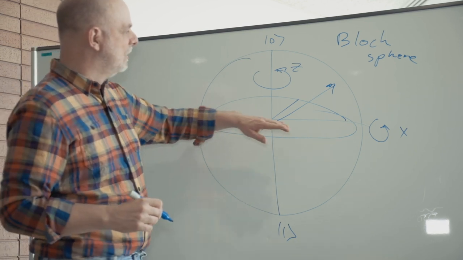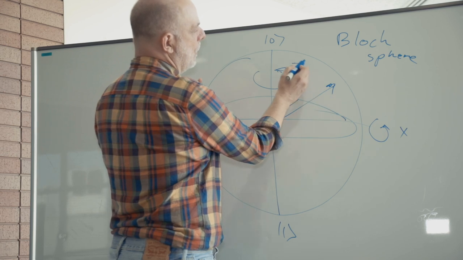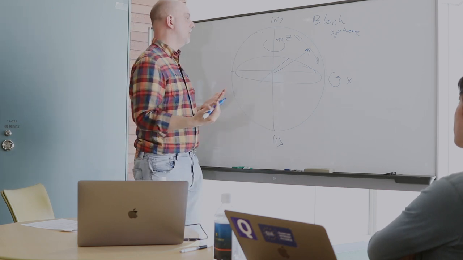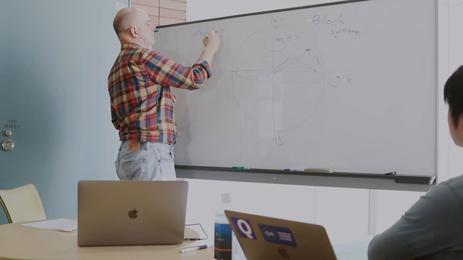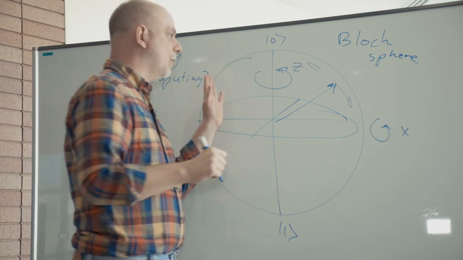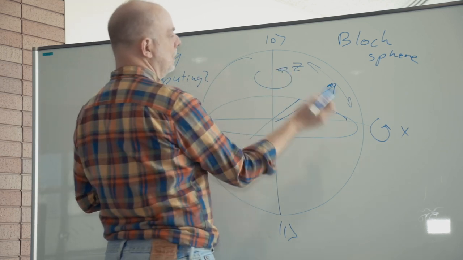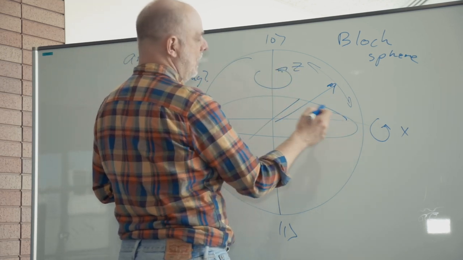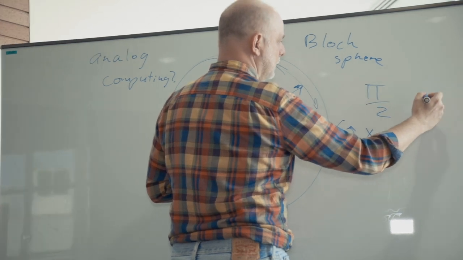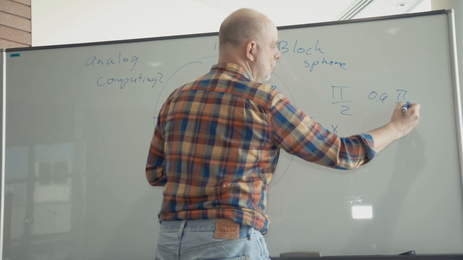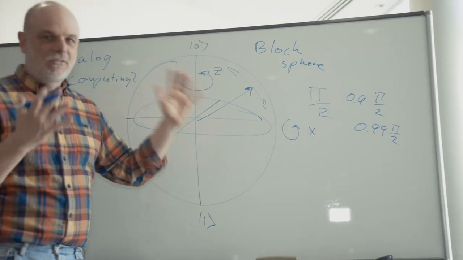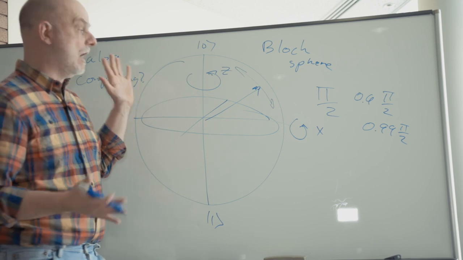Now, the question is, given that this position could be anywhere along the surface of the Bloch sphere, isn't this just like analog or fuzzy logic, kind of like analog computing? What's the difference? Why is this not just analog computing? The answer is that the individual reversible operations are kind of analog. If we were rotating around the x-axis, we might rotate by pi over 2, or by 0.9 times pi over 2, or 0.99 times pi over 2, whatever value we want. And so in that sense, there's something analog going on in the operations that we actually define.